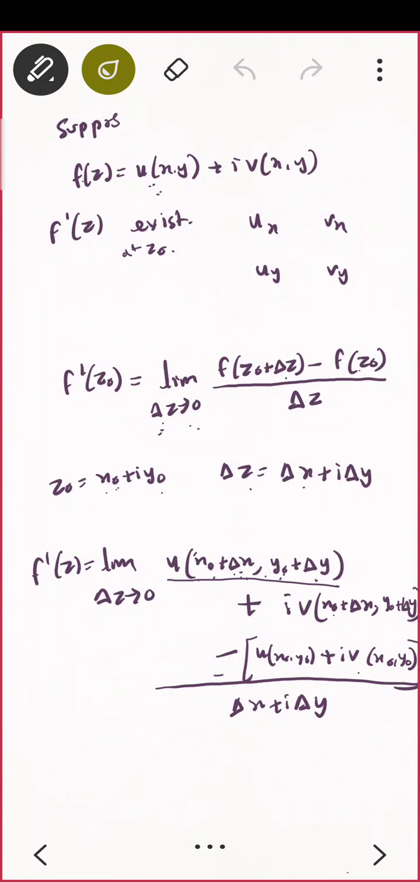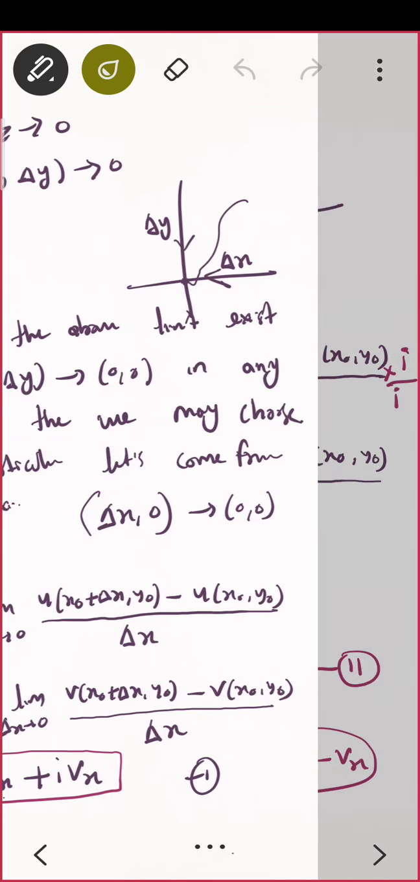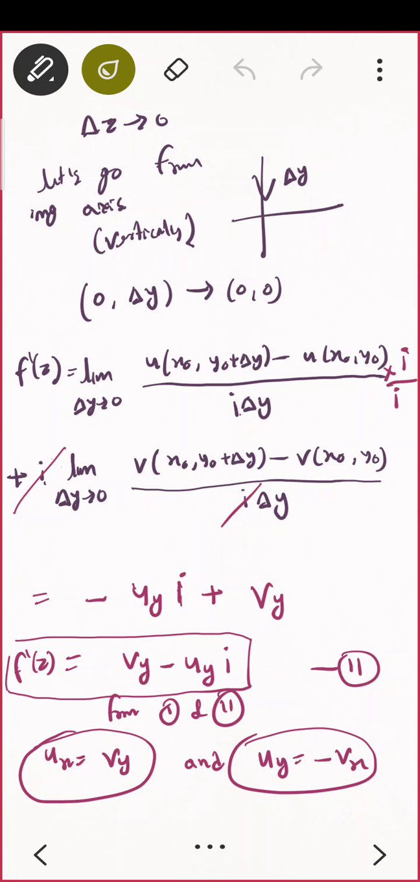Started with: suppose my function is differentiable, and we proved a relation. We got a relation that the derivative is ux plus ivx once we go from the real axis. Later, when we go from the imaginary axis, we got that f dash is vy minus ui i. Comparing 1 and 2, we got a relation that is ux equal to vy and uy equal to minus vx, and this equation is called the Cauchy-Riemann equation.